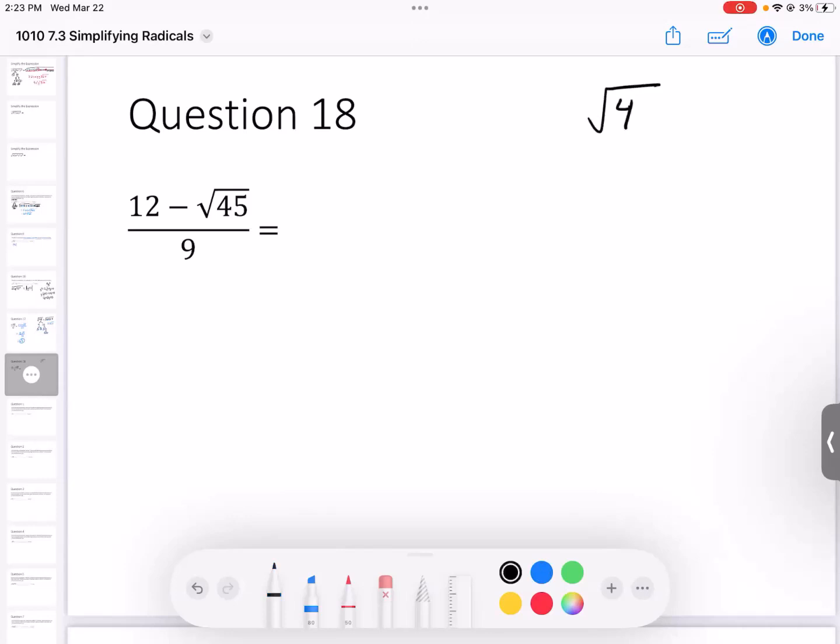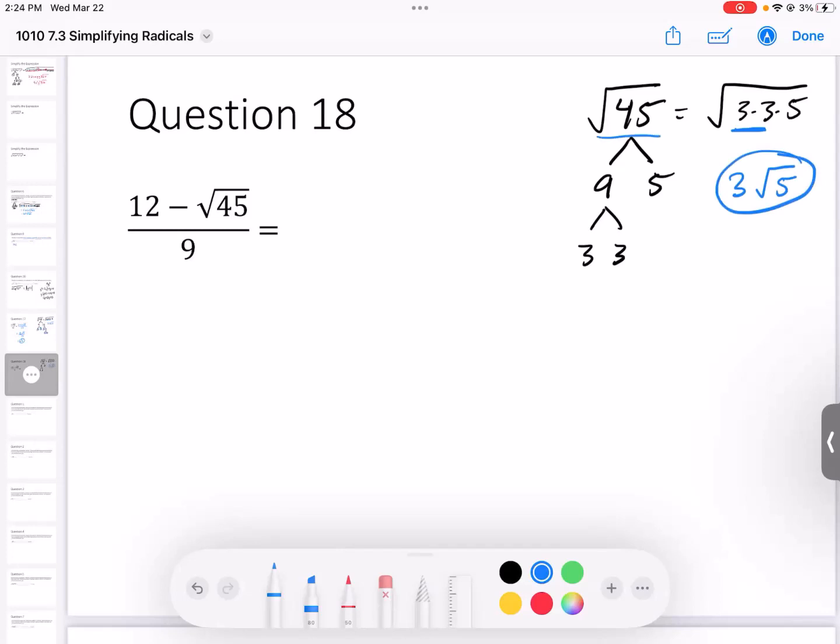So the square root of 45 can be split up into 9 times 5. 9 can be split up into 3 times 3. So the square root of 45 can be 3 times 3 times 5. I'm looking for the square root of things, so I want to look for factors that are squared. So the square root of 3 squared is just going to be 3. The square root of 5 can't be simplified any further. So this is the simplified version of the square root of 45.